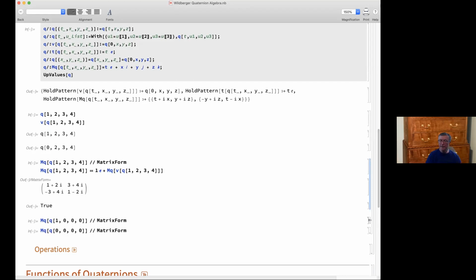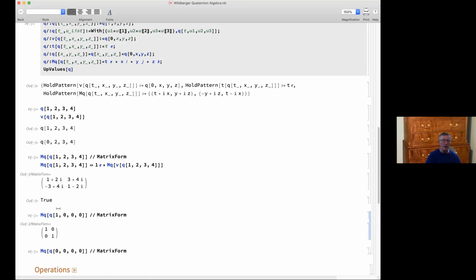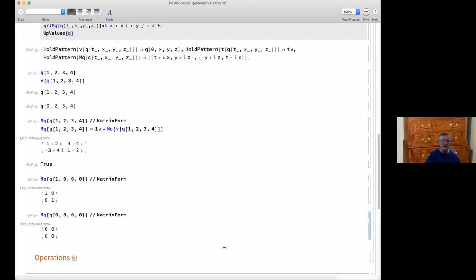If I look at the matrix form for just the value Q of 1, 0, 0, 0, I get the identity matrix as you would expect, because that's the basis element. And if I look at the matrix for a quaternion of all zeros, then of course I should get the 0 matrix, and I do.